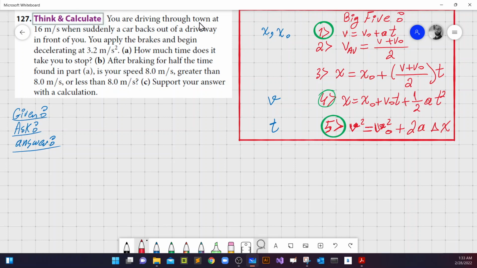Okay, so we are driving now at 60 meters per second. So this is the initial velocity. We suppose that the initial velocity is 60 meters per second, when suddenly a car backs out of a driveway in front of you, you apply the brakes and begin decelerating. After applying the brakes in order to avoid crashing with the car, the final velocity should be 0.